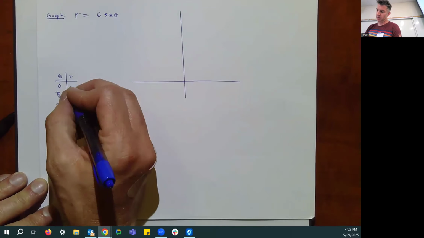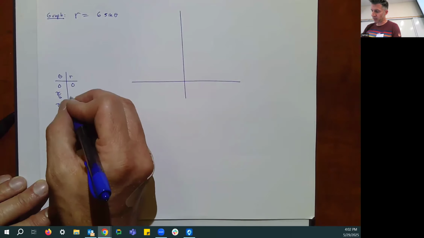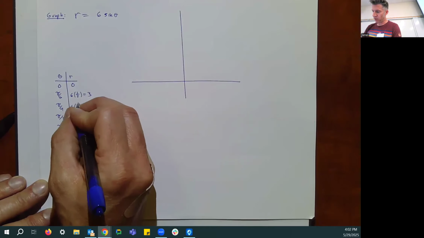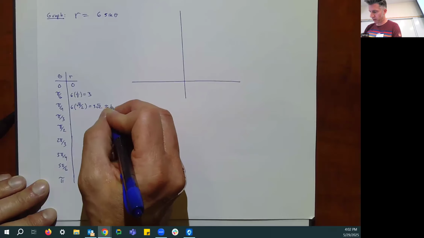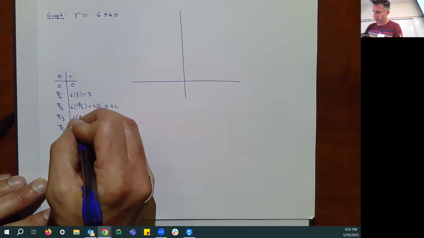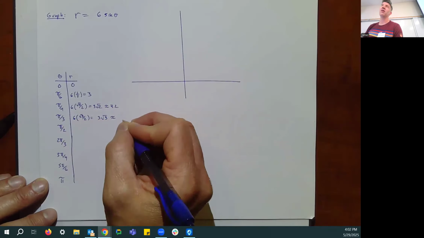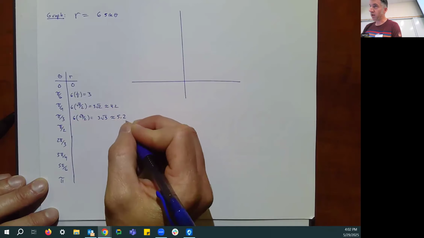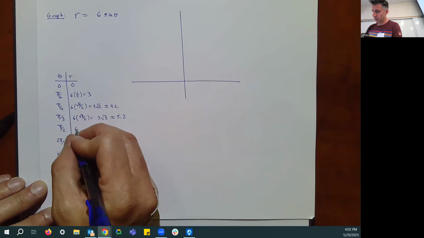Sine of 0 is 0, so we get 0. Sine of pi over 6 is 1/2, and 6 times 1/2 is 3. Sine of pi over 4 is root 2 over 2, so we get 3 root 2, which is about 4.2. Sine of pi over 3 is root 3 over 2, so we get 3 times root 3, which is about 5.2. Sine of pi over 2 is 1, so 6 times 1 is 6.